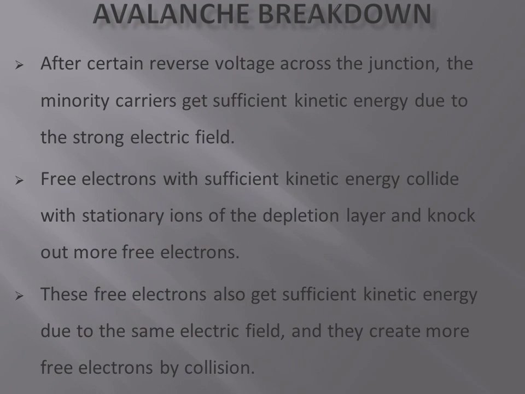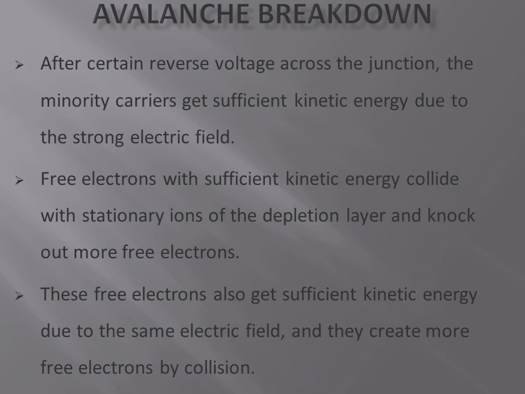Before understanding the working of the Zener diode, there are many important terms which we have to understand. That makes it easy for you to understand the working of the Zener diode. One of the terms is avalanche breakdown. What is avalanche breakdown? After a certain reverse voltage is reached, when we connect voltage across the junction in reverse bias, there is a certain amount of reverse voltage.